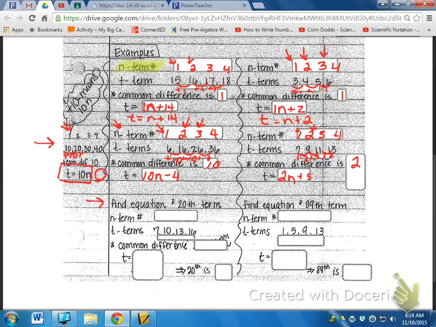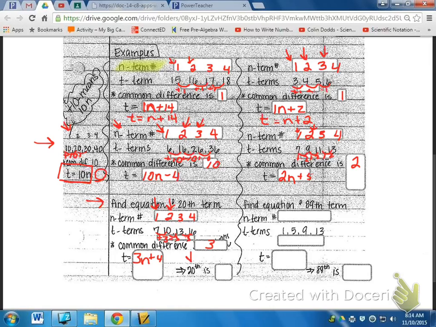So let's try this on 7, 10, 13, and 16. So let's number 1, 2, 3, 4. Common difference, yep, it's plus 3. Okay, so t equals 3n. Trayton, what's the rest of the equation? Plus 4, because if I put 3 times 1 in, that's 3, plus 4 is 7. 3 times 2 is 6, plus 4 is 10. So he's right. T equals 3n plus 4.